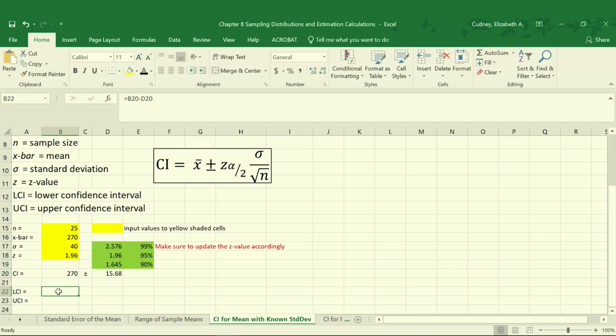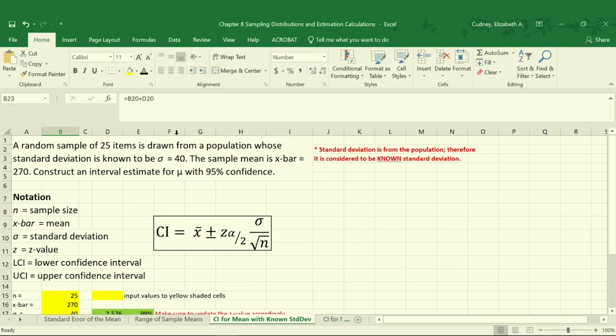15.68. We can use that then to calculate more of our range by taking our mean minus the second half of the equation to get our lower confidence interval of 254.32, and our upper confidence interval is our mean plus the 15.68, or 285.68. So we can say with 95% confidence that our values will fall between 254.32 and 285.68 when it comes to the numbers that we're looking at here.